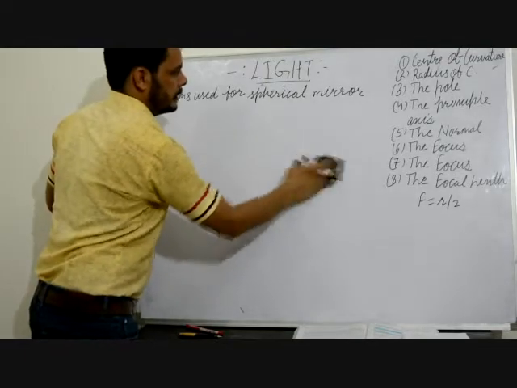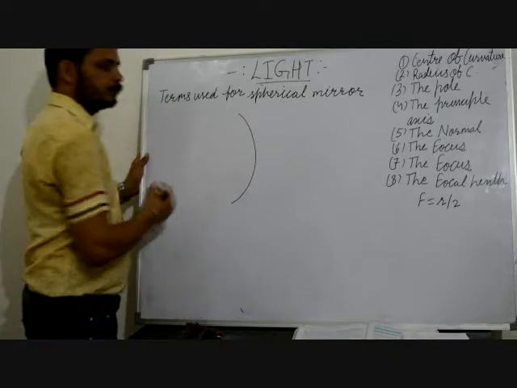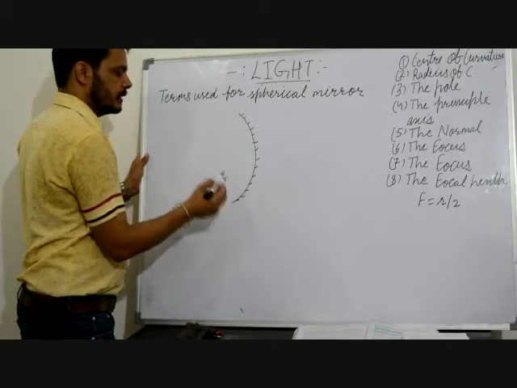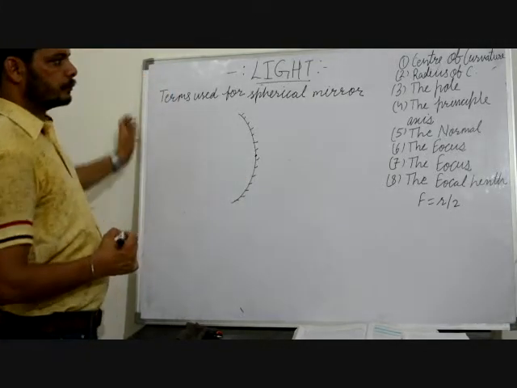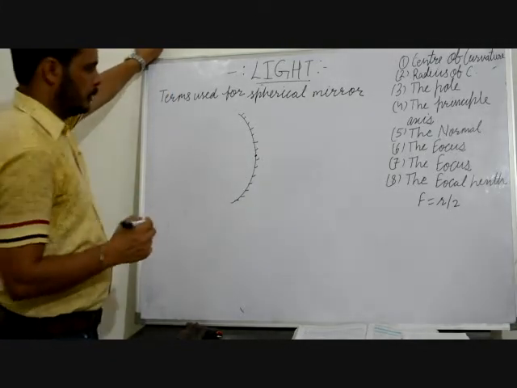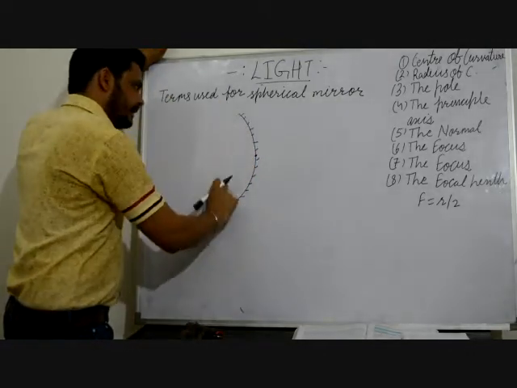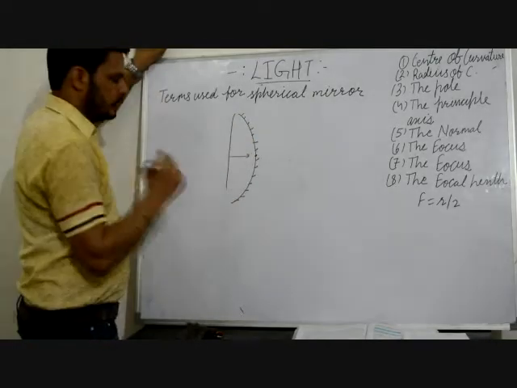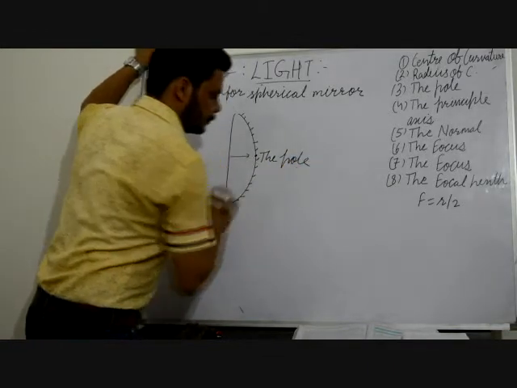Now the third point is the pole. If you have any spherical mirror, concave or convex, then you have a midpoint. That is the pole. It is the center, the midpoint, of the mirror's surface. If you draw a line here, this is the center of it. So this is known as the pole.